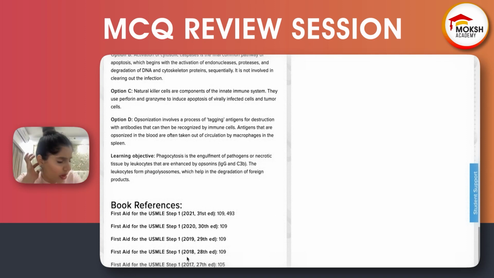Right. So one more thing you should remember is there is a table in your First Aid which gives you specific functions of complement and immunoglobulins. You should go through it. You should know it from top to bottom.